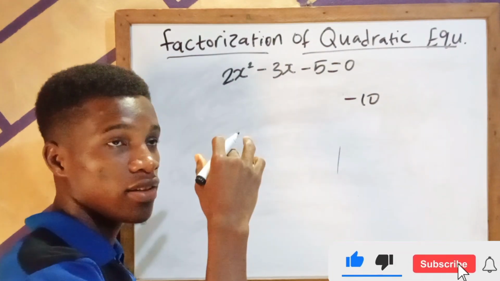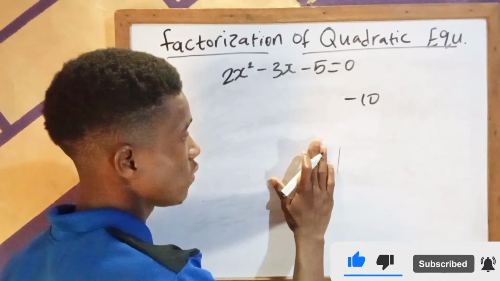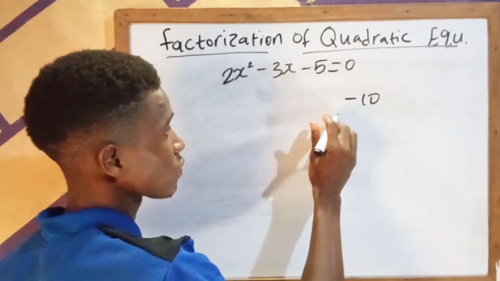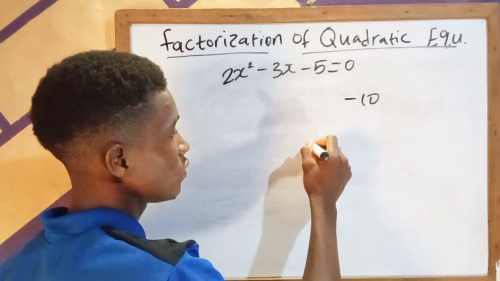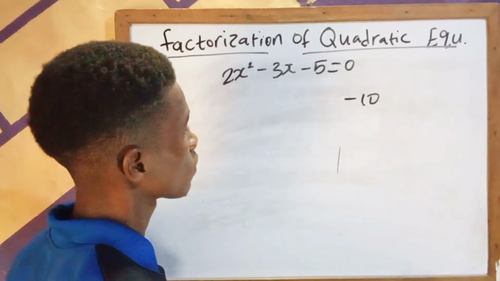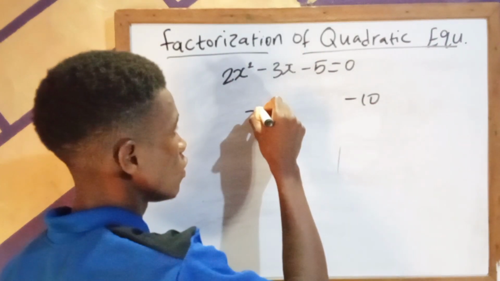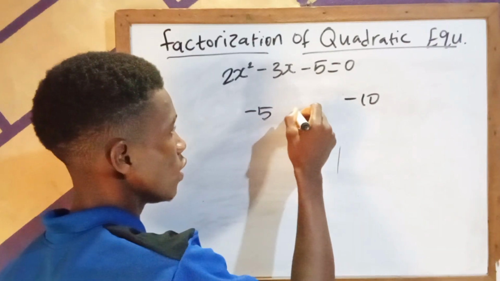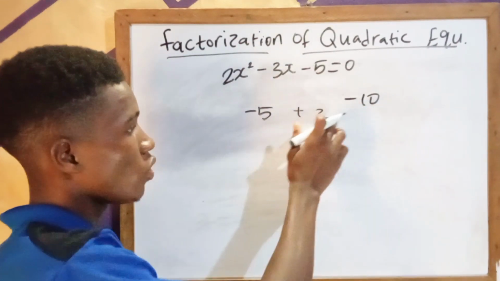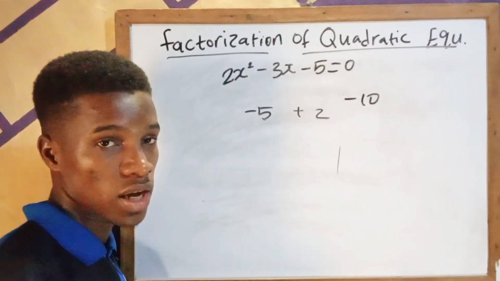So we look for the factors of minus 10, and afterwards we know how to fix the sign. So from this we can see that the factors that satisfy this are minus 5 and plus 2. When you multiply them, you are going to get minus 10, right? When you add them, you are going to get minus 3. So these two are the factors that satisfy this particular quadratic equation.